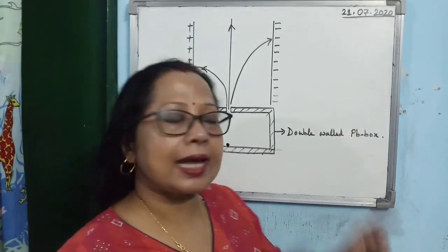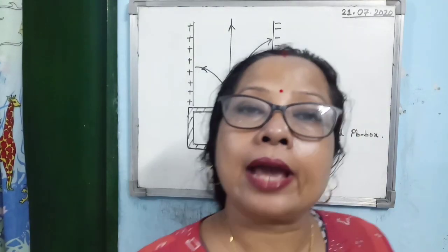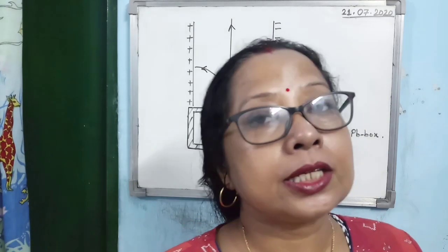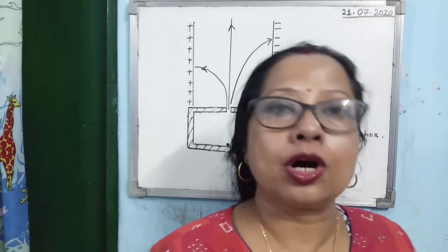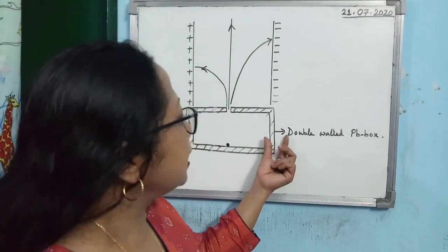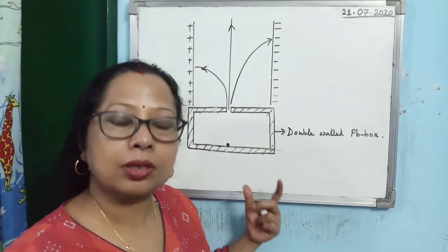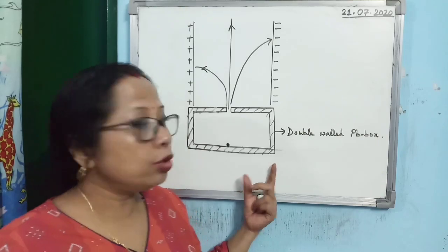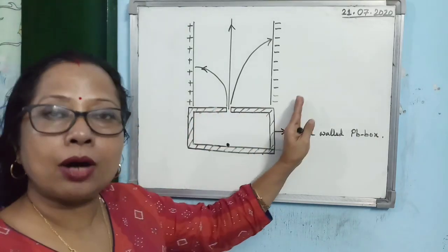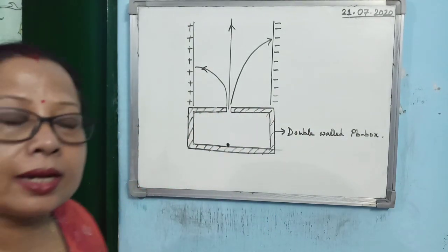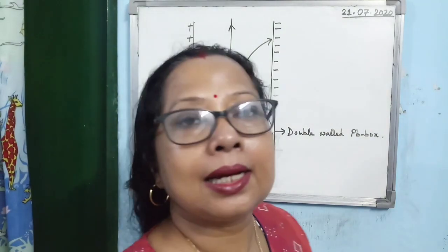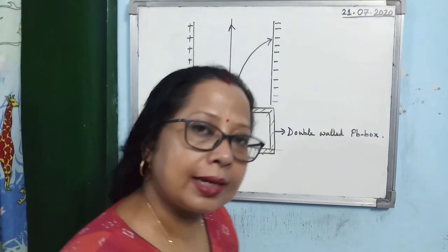Now lead can absorb all these three types of radioactive radiations. So that's why it is double walled. Double walled means what? The thickness is made very large, so that no radiation comes out from the lead box and nobody staying near the lead box gets exposed to the radiation.